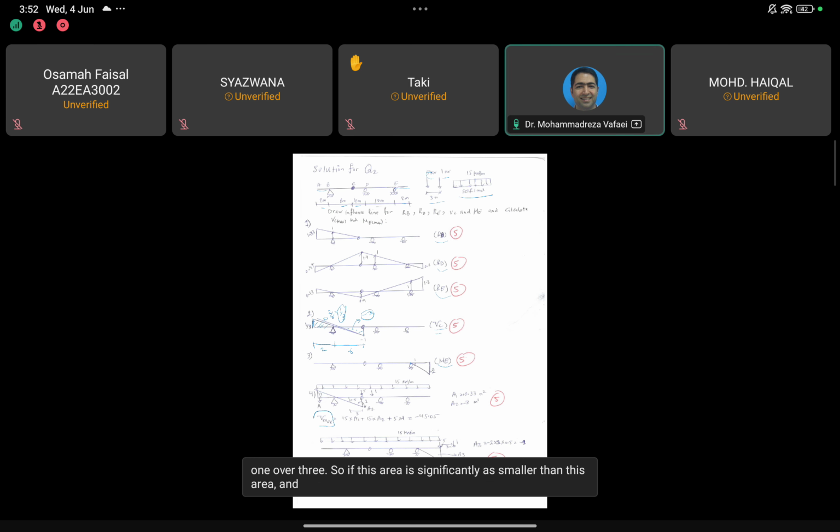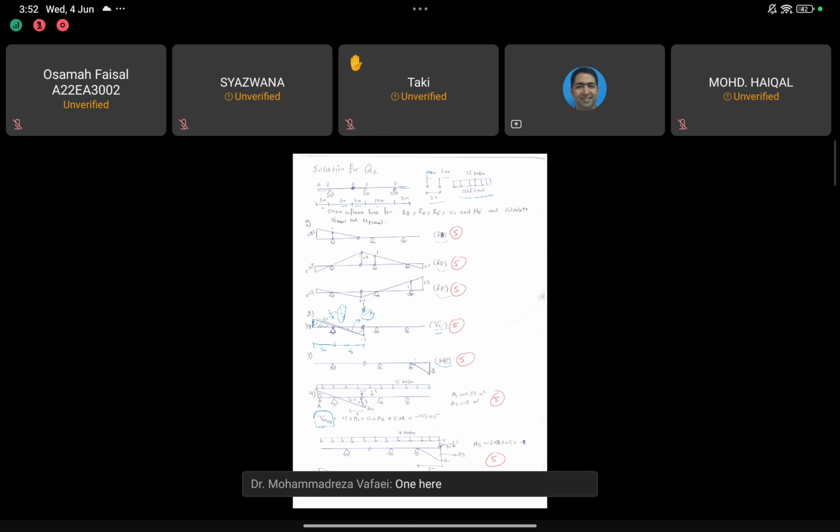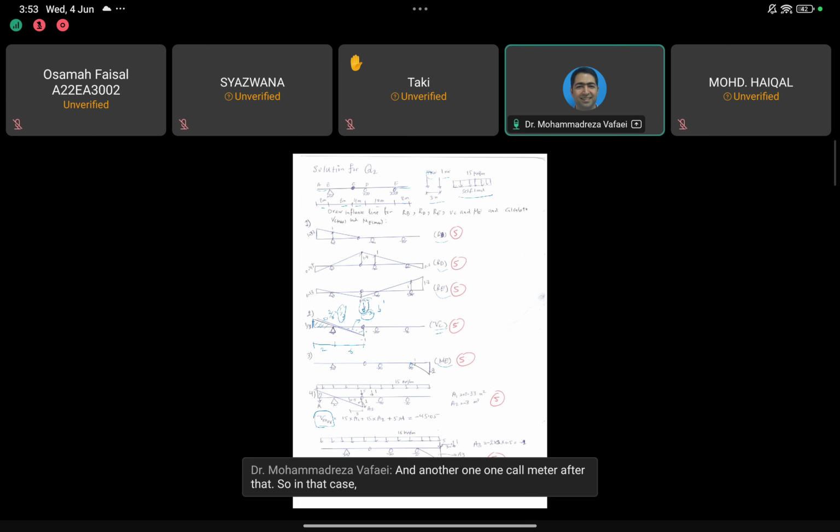And obviously, the VC value is hardly likely to become positive. But you need to put the point load and see what you get. So if you want to see the maximum value of VC, again, you have two options. Option number one is to put the point load, 5 here, and another one, 1 meter after that. In that case, you have 5 multiplied by -1 and 1 multiplied by 0. So you get -5.